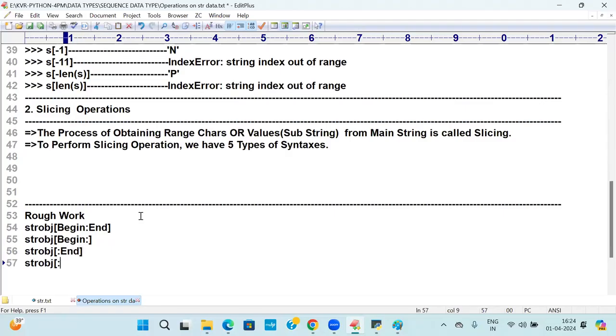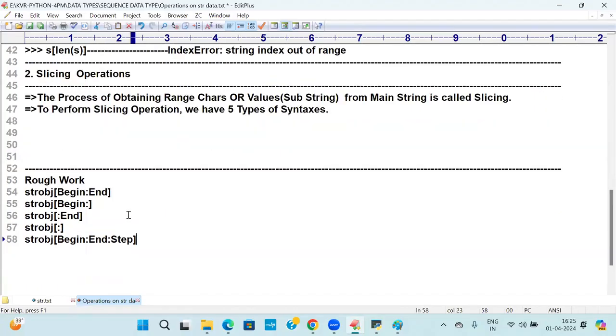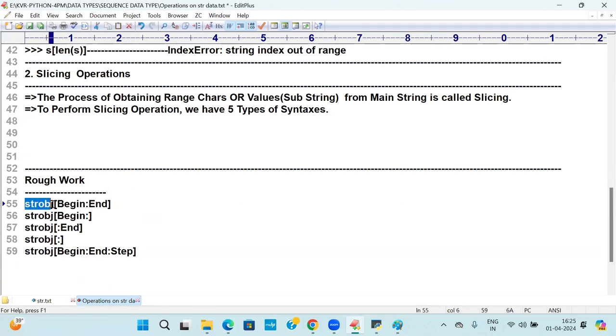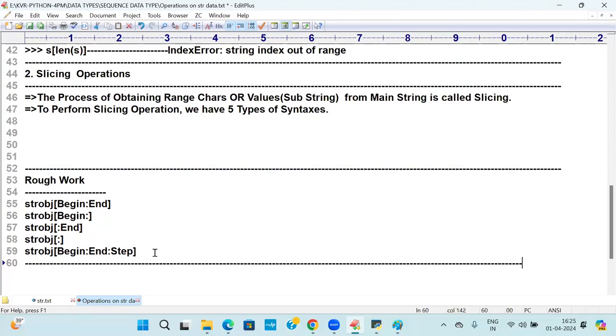strobj of what you know, simply: strobj of begin end step, begin end step, begin end step. Rough work. strobj of begin end, strobj begin, strobj end, strobj begin end step. These many things we need to learn. And in any interview, if we go for it, these questions will compulsorily be asked.